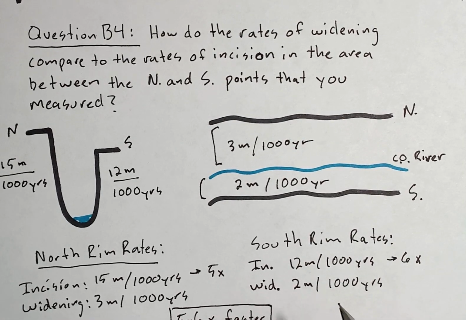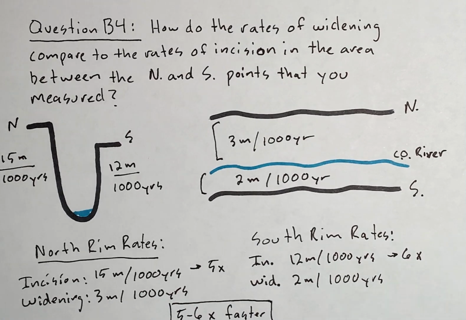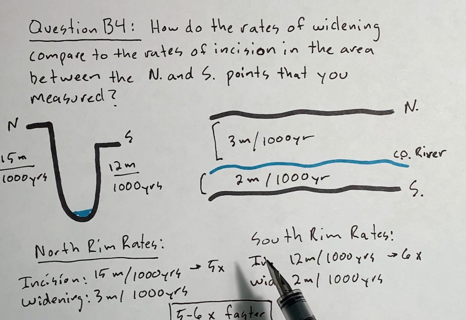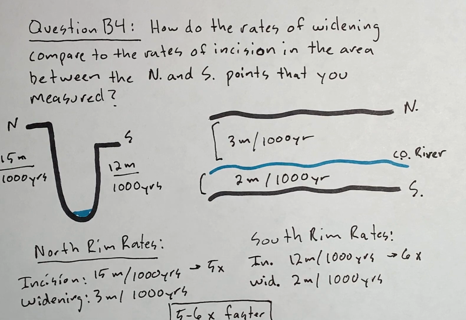Once again, to reiterate, these are example numbers. This is directly from the PDF. The numbers that you will be measuring are much different than this, but this video shows the process that you will follow to answer question B4 in the Why is the Grand Canyon So Grand lab.